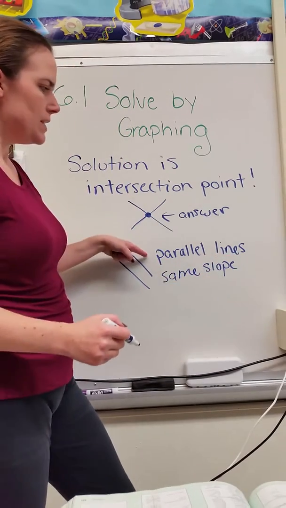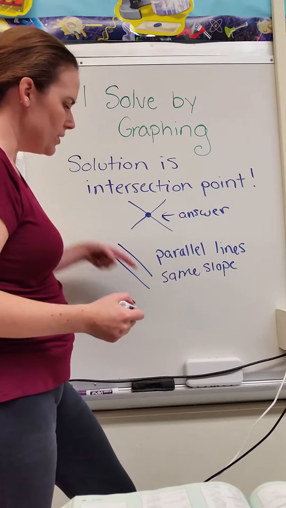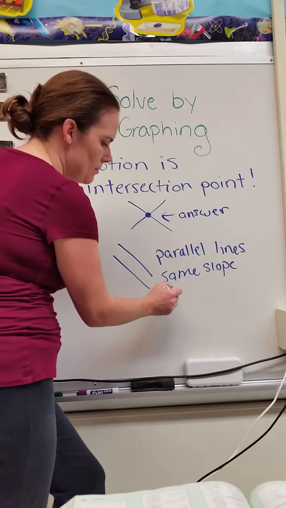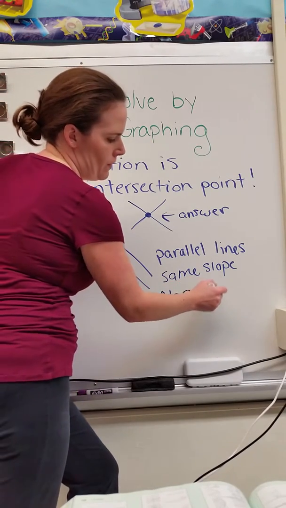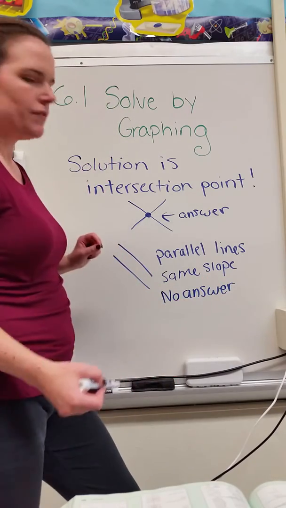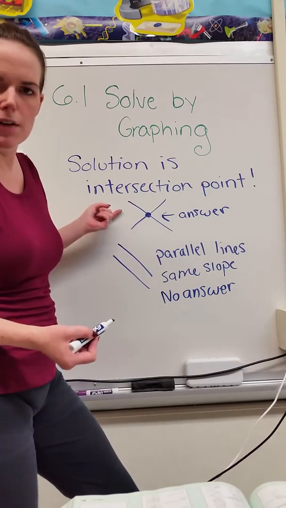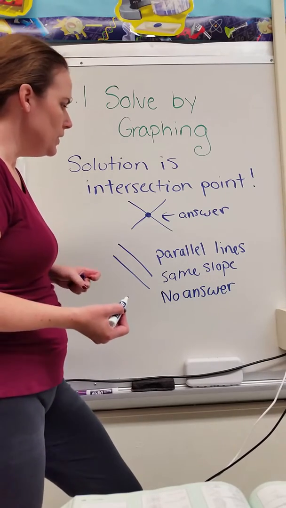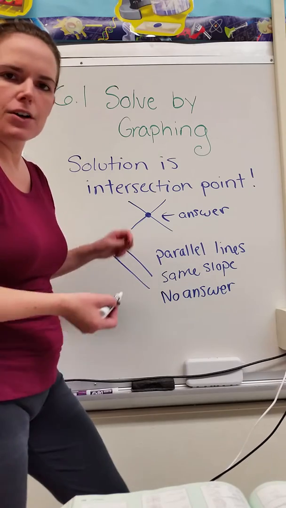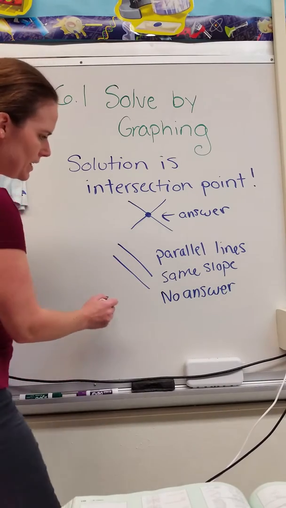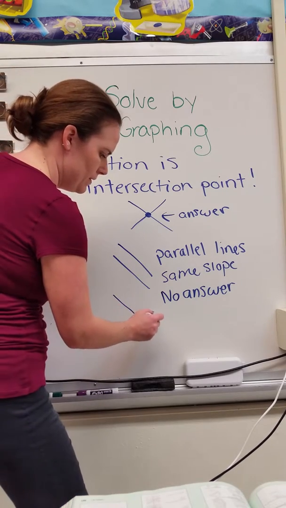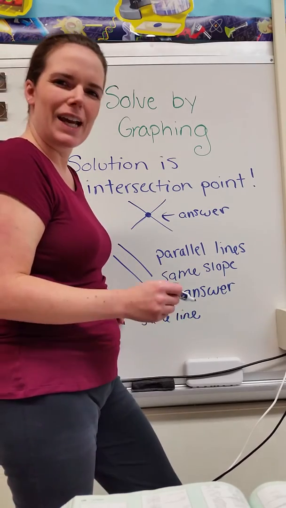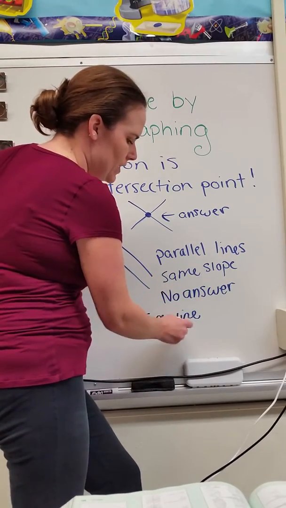So if you run into this situation, since they're parallel, they're never going to cross. So that means that your system has no answer. That won't happen often. We usually like to give you ones where there is an answer. But if you see this, you should know there's no solution. The only other thing that could happen is if they happen to be the exact same line. And this is another just weird case where you would actually have infinitely many answers.